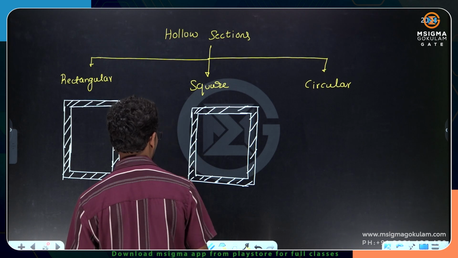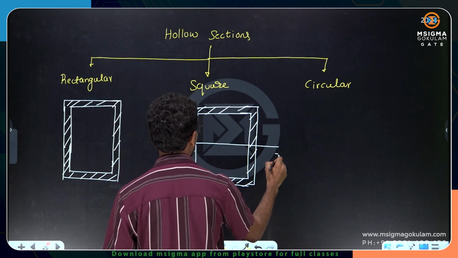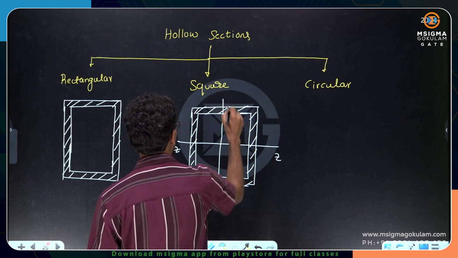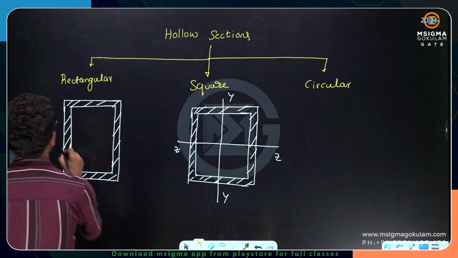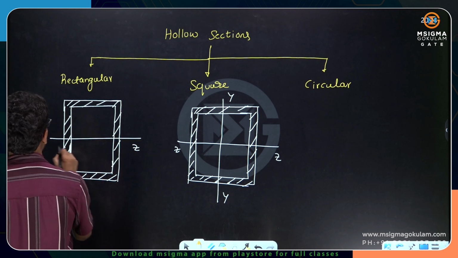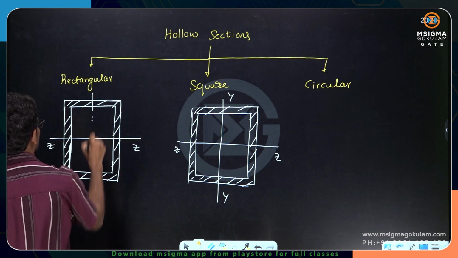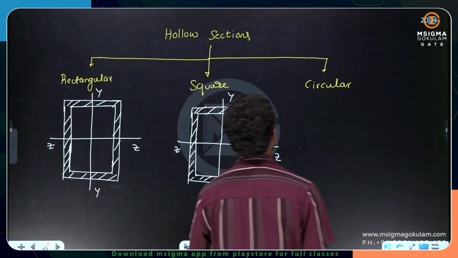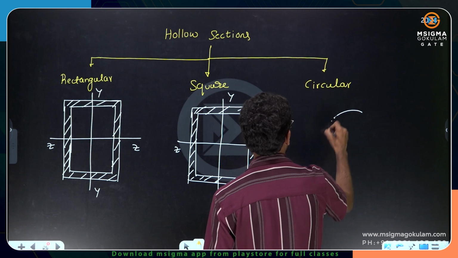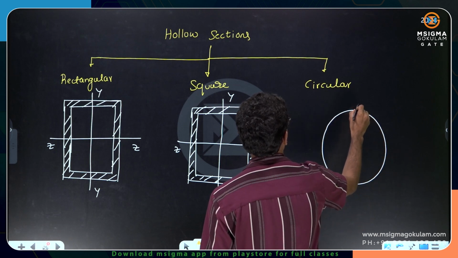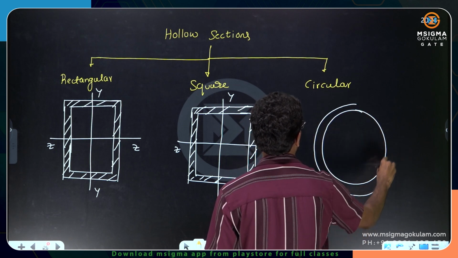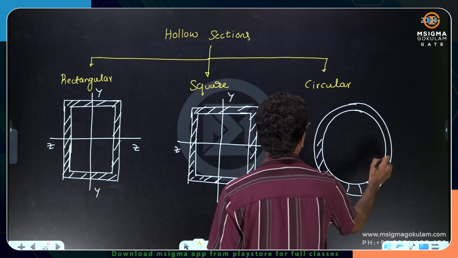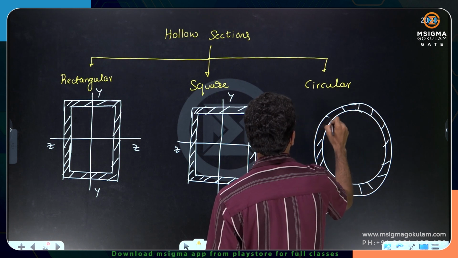So we have the XX axis, this is the ZZ axis, this is the YY axis, and this also is the ZZ axis and this is the YY axis. This is the rectangle, this is the square, and we have even the circular hollow section. This is how it is. This is the circular hollow section. Here also material is there only on the periphery, that's why they are called hollow sections.